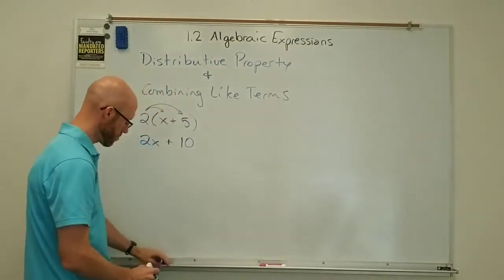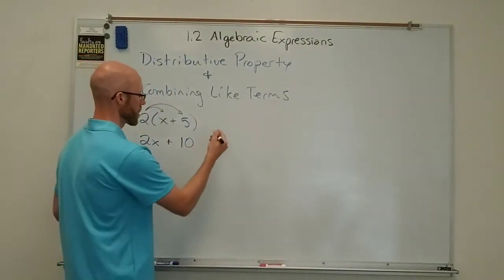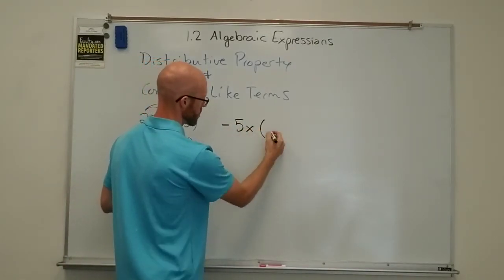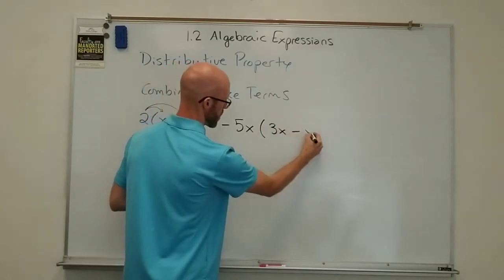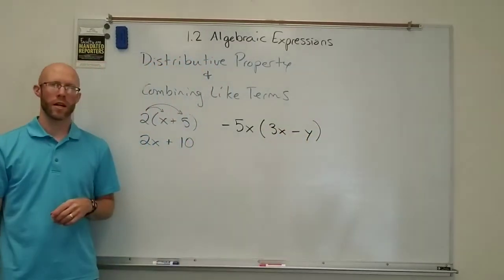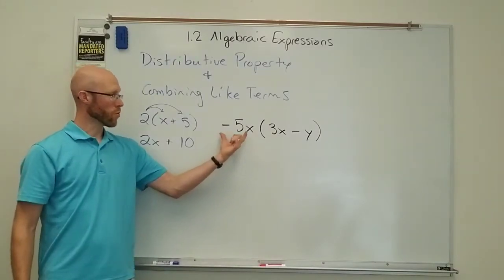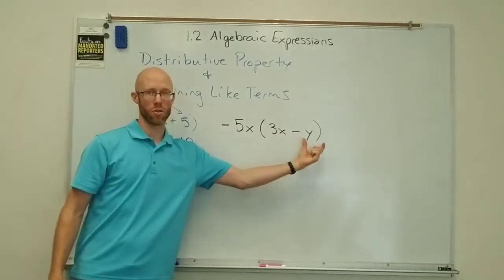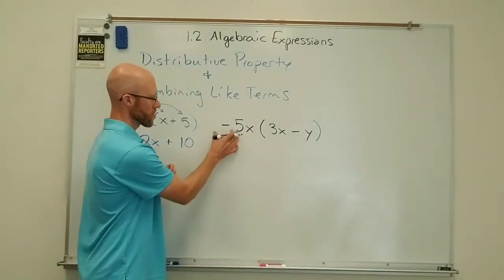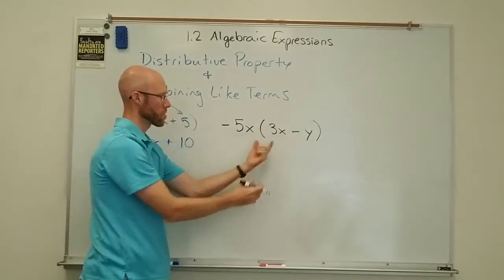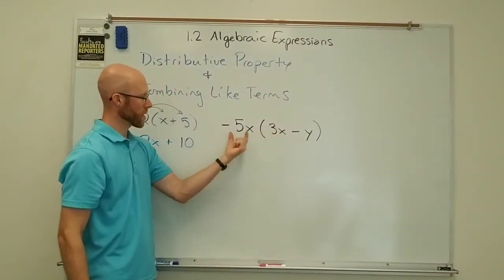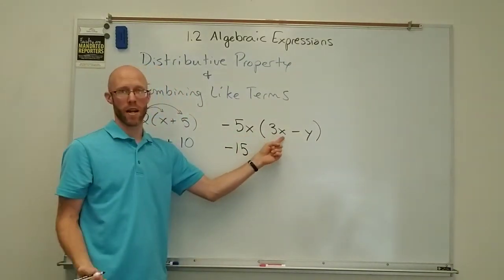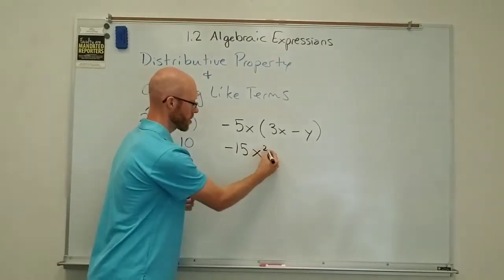Another quick example might be something like negative 5x times (3x minus y). Okay. Again, I can use the distributive property. When we're multiplying, we can distribute everything that's being multiplied on the outside to each term on the inside. So we take this entire negative 5x, multiply it by 3x. Negative 5 times 3 is negative 15. And the product of the x and the x makes an x squared.